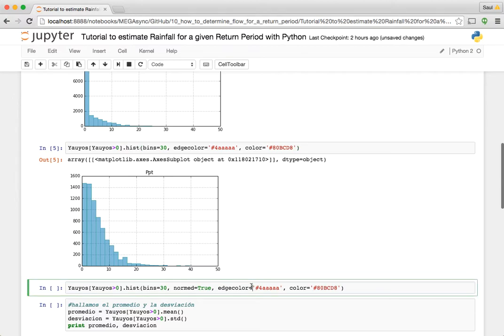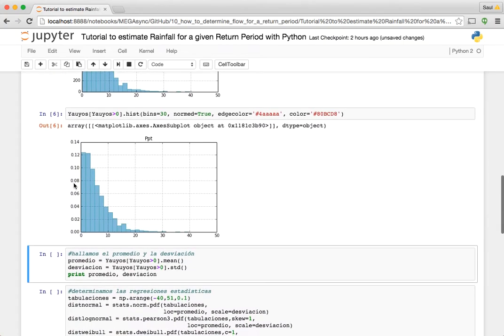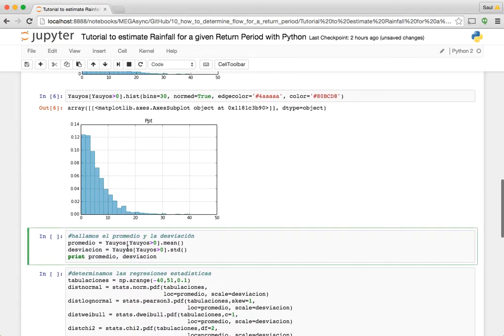Okay, so in order to compare, this is the histogram. So what does it mean? That this is the number of times that this interval has been recorded, and we are going to normalize it. Why normalize it? Because in order to compare with the probabilistic functions, we have to normalize it so that all the area below the columns, the sum, is equal to 1.